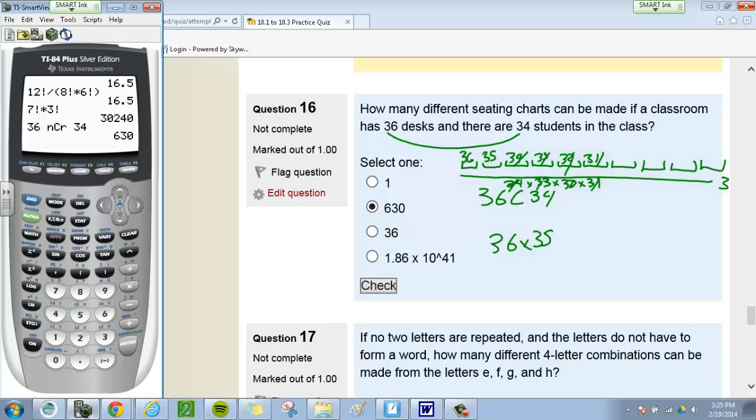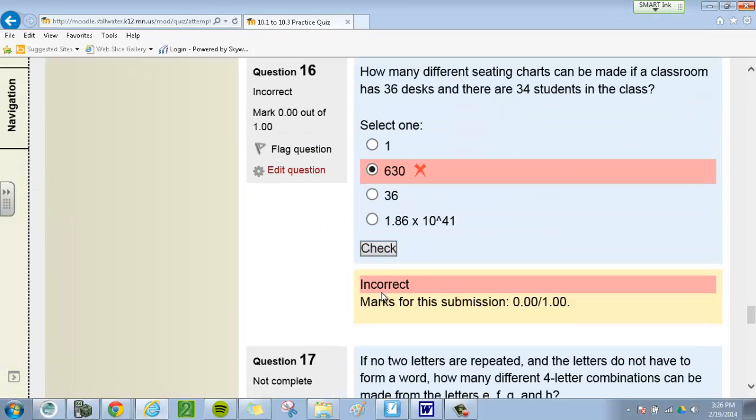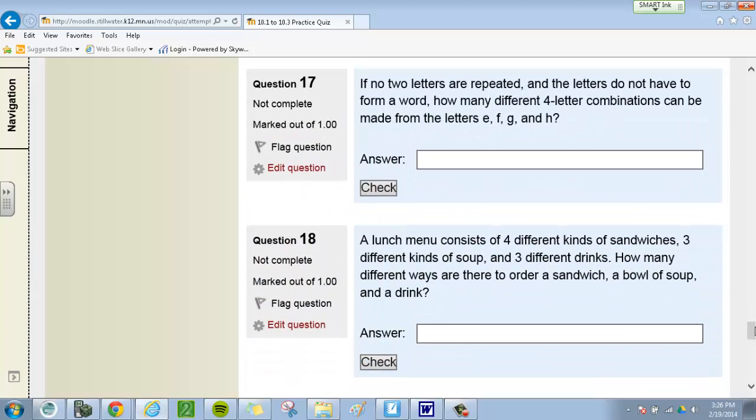Is that it? Let's try that out just to make sure. 36 times 35. Oh, but then you got to arrange it the 2 ways. You arrange it 2 ways, and then you get the, yeah, 630. There we go. Oh, let's check it. I didn't even check it. What? It's not 630? Mark for the submission. Let's go back to that one later. I think that one's wrong. I think I'm right. I'll take a look at that one later, though. We'll come back to it.